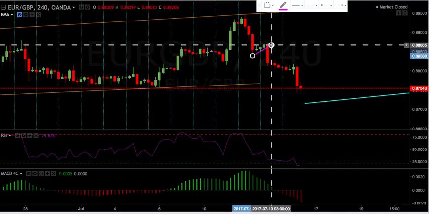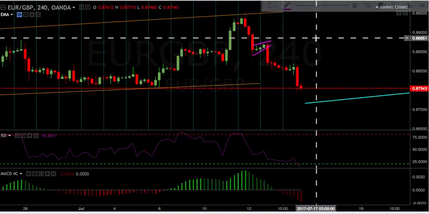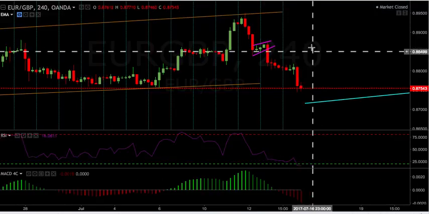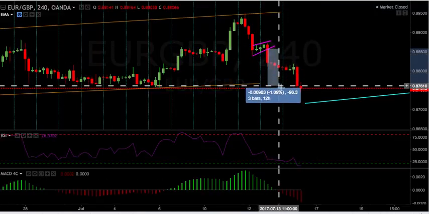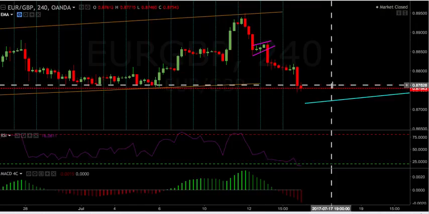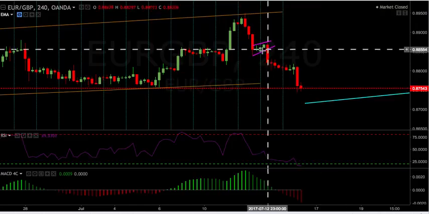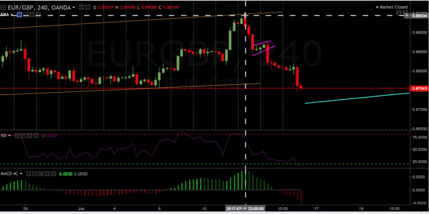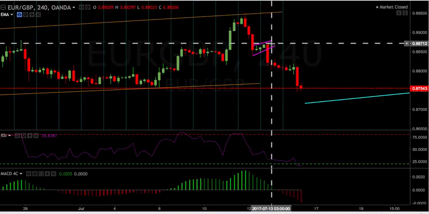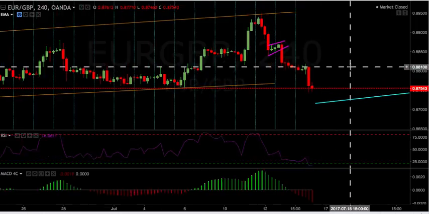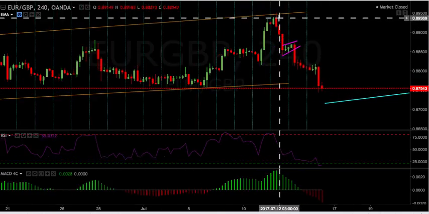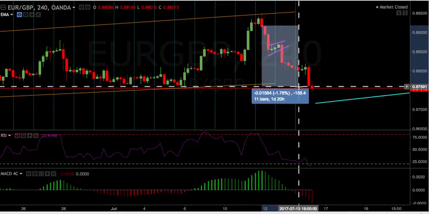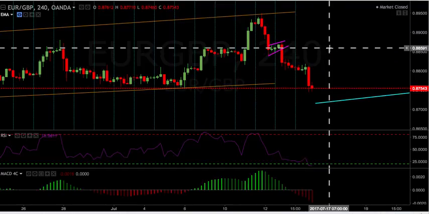Here is a small correction. That small correction would have gotten you into this trade for currently 102 pips. If you entered late, you didn't have to catch the first bounce. You can wait for the continuation pattern and then enter. But the first bounce gets you 158 pips rather than just 100 pips.